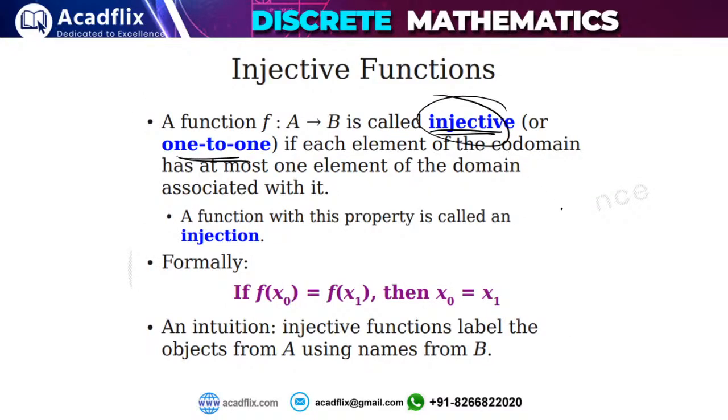If you want to remember this, you can remember it by the example of an injection. Basically, do not give the same injection to more than one person. So this codomain, you can think of it as a set of injections, a set of syringes. This is just an analogy. You can make your own analogy.